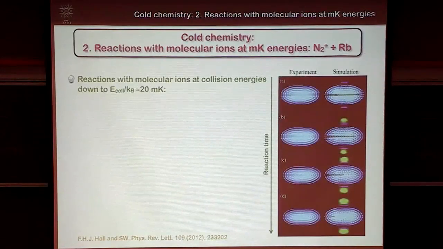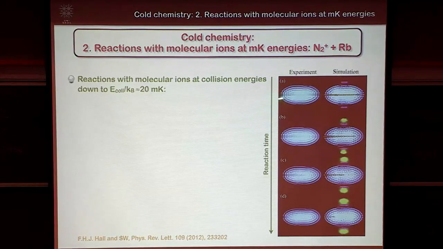Okay, now let me come to a molecular system, leaving atomic ions behind. We have recently performed a study where we sympathetically cooled nitrogen ions into a Coulomb crystal and reacted them with ultra-cold rubidium atoms in our trap. With this kind of technique, we were able to reach collision energies on the order of 20 millikelvin. To our knowledge, these are the coldest reaction experiments that have been performed with molecular ions thus far.